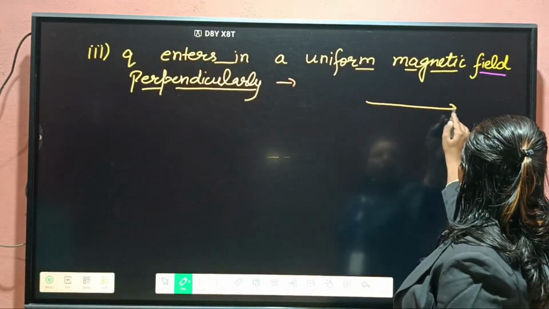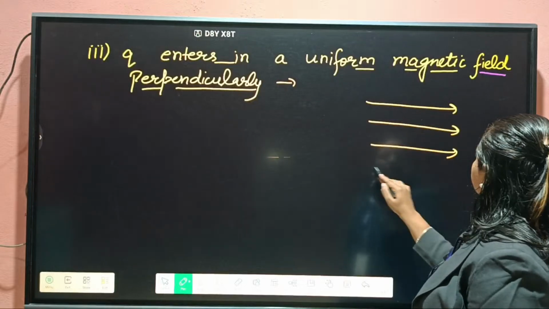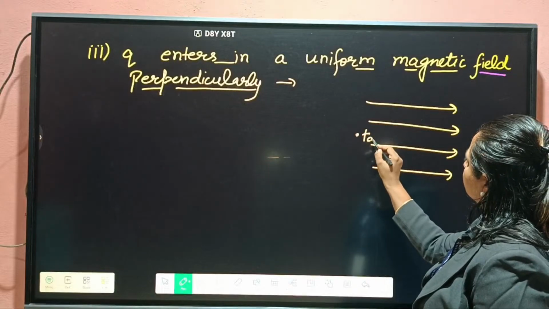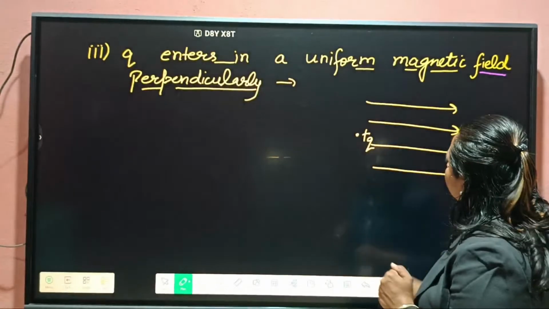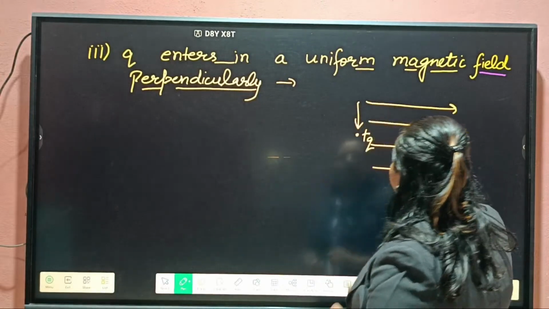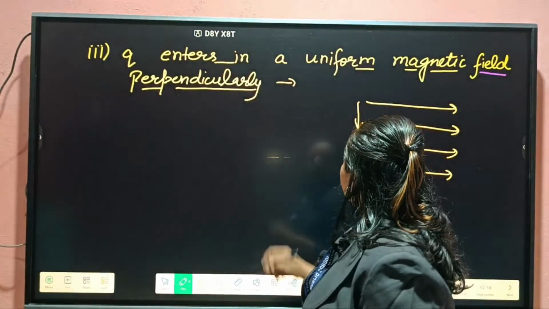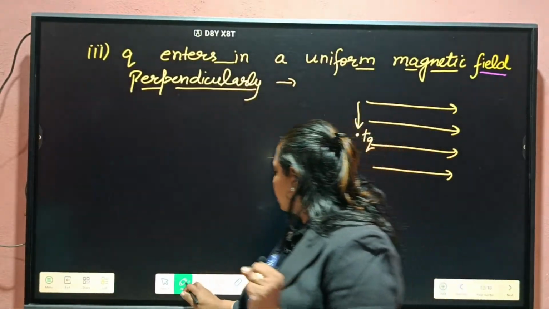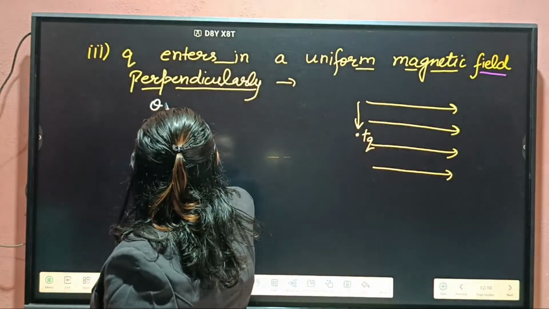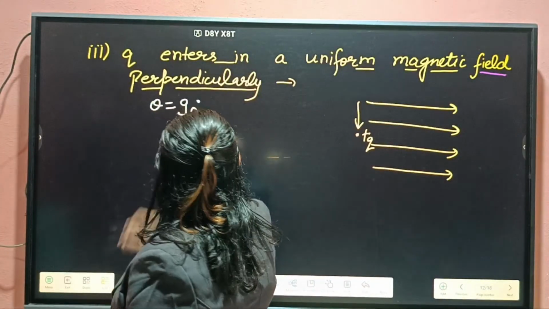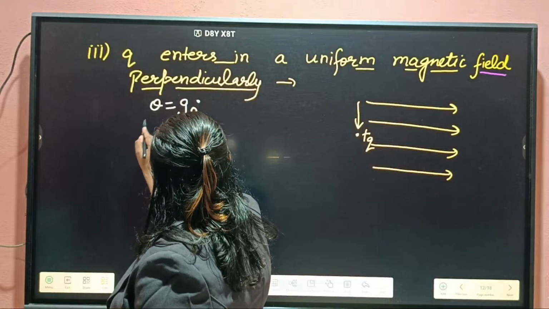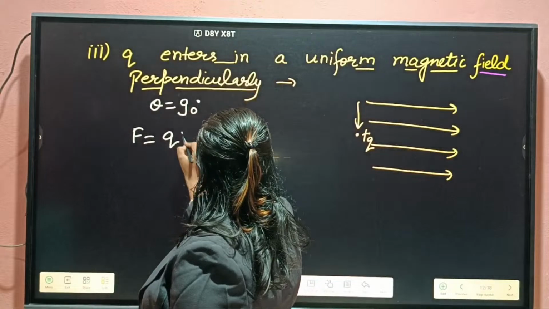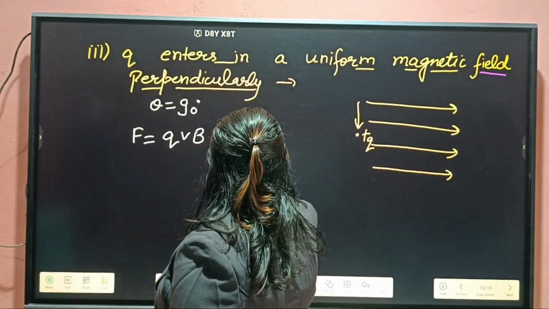This is a uniform magnetic field. The charged particle enters perpendicularly, right? Like this is how it enters perpendicularly. So what happens? What is the force? Theta is equal to 90 degrees, right? It enters perpendicularly. So what is the force which acts on it? What is the formula? It's QVB sin theta.